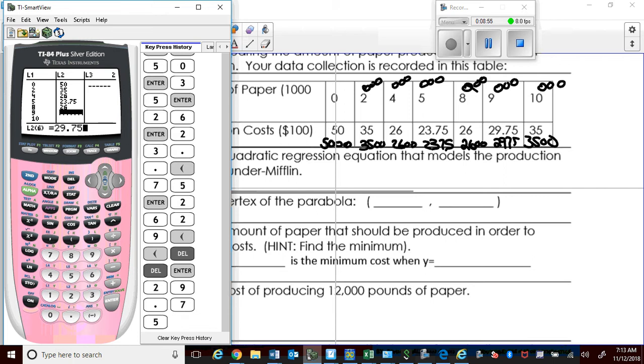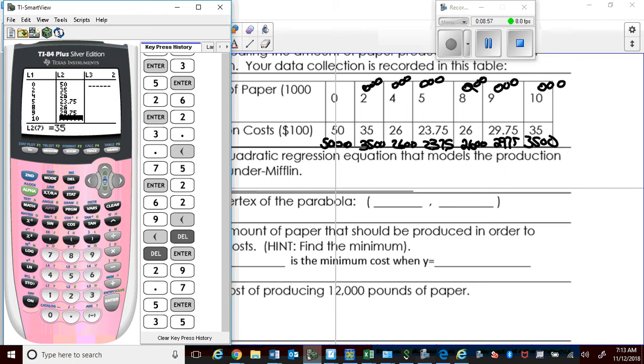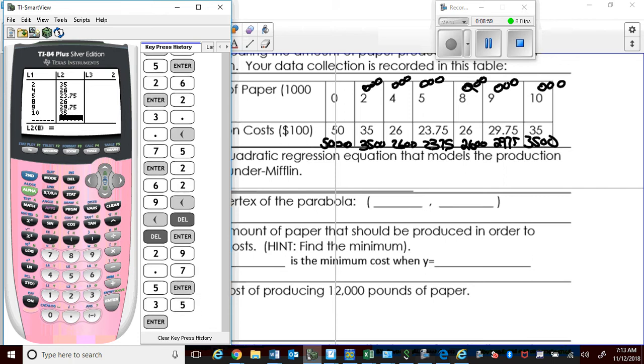Okay, so this calculator is only as good as you make it. So your answers are only as good as you input the numbers in correctly. So go back and check your numbers. Then we're going to go and get the quadratic regression equation that models this data.